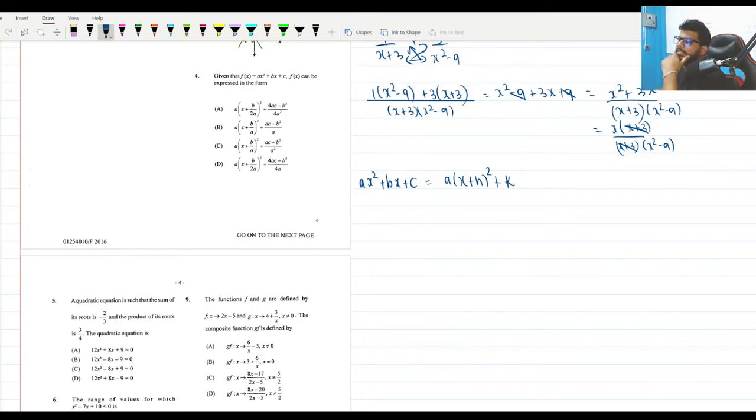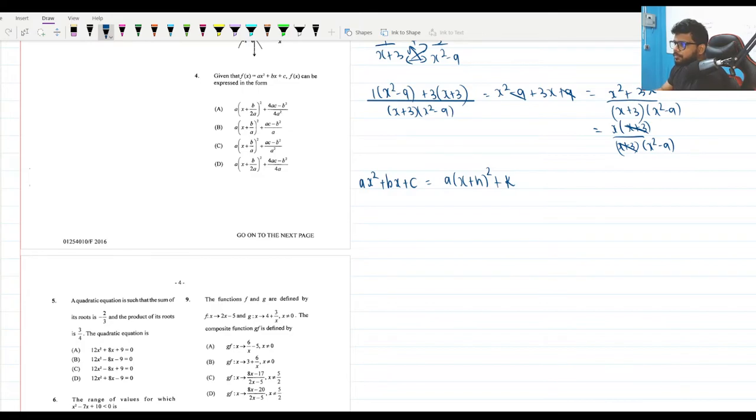Now, we know that a is a. We know that h is b over 2a. We know that from the previous video. So the answers could only be this or this, because this is in the form a into (x plus h). We know this is h. b over 2a is h. But which one is k? Is it this one or is it this one?